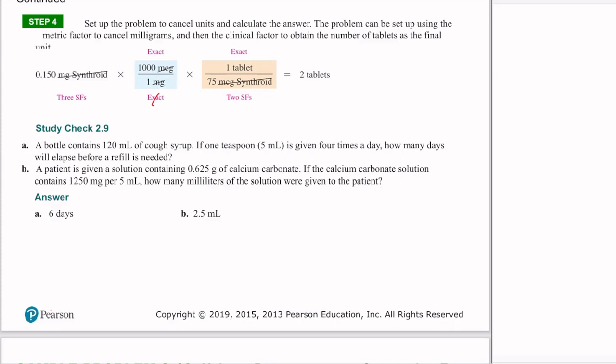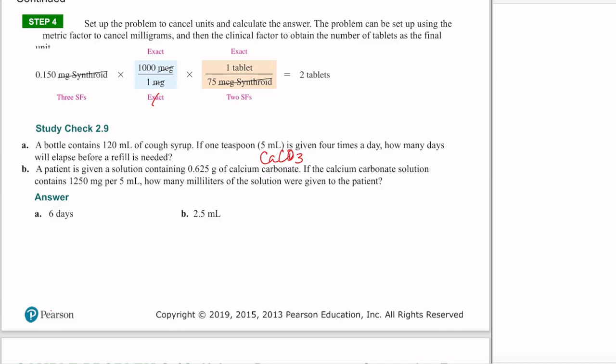Patient is given a solution containing 0.625 grams of calcium carbonate. The chemical formula for calcium carbonate, by the way, is CaCO3. We'll just use that as an abbreviation. If the calcium carbonate solution contains 1,250 milligrams per 5 milliliters, how many milliliters of the solution were given to the patient?